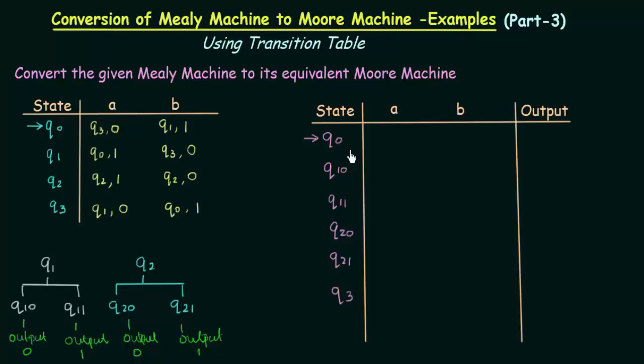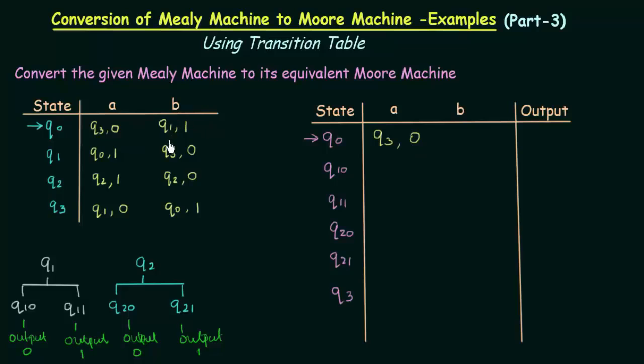Now let's see where the states go on getting inputs A and B, and this output column will be filled up later. So first let's do this. Q0 on input A, where does it go? It goes to Q3 giving output 0.